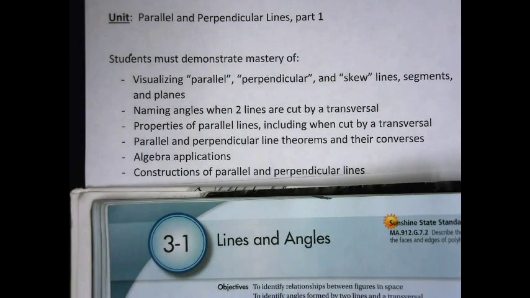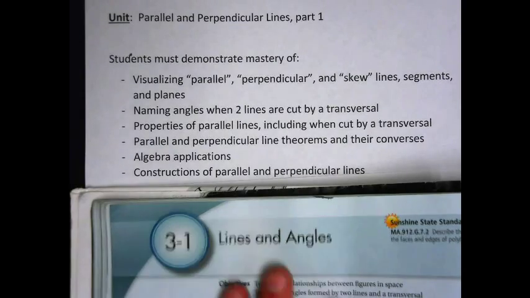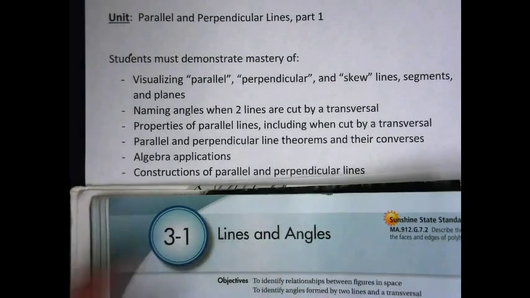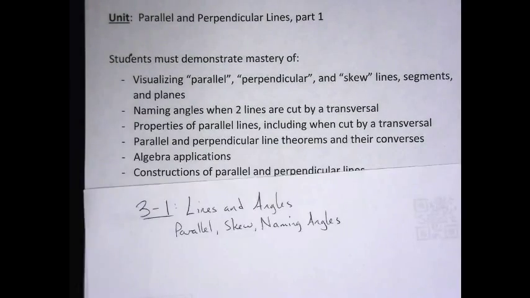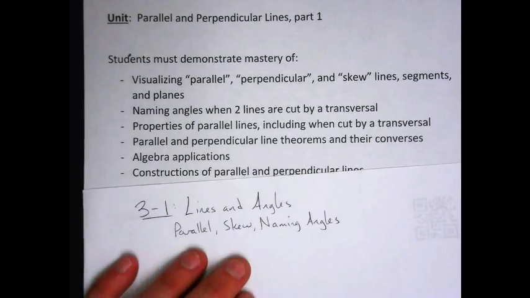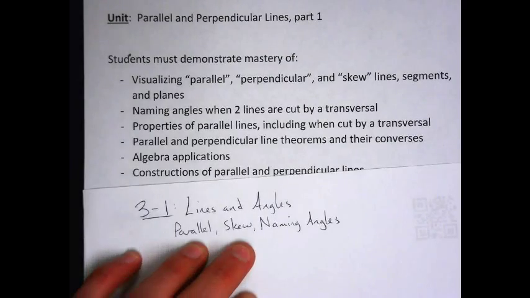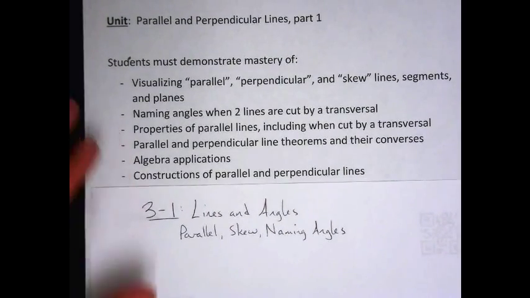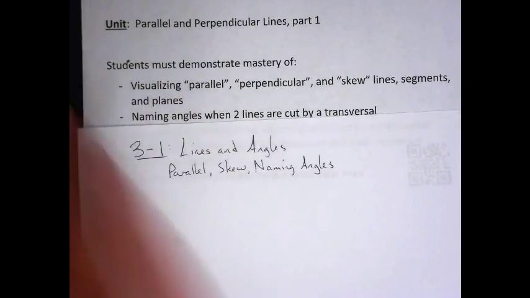Yay, compass. So we're going to begin with the first lesson in chapter 3, 3.1, lines and angles. What we're going to cover basically is talking about parallel lines, skew lines, and naming angles when cut by a transversal. So we're going to focus on some of that.